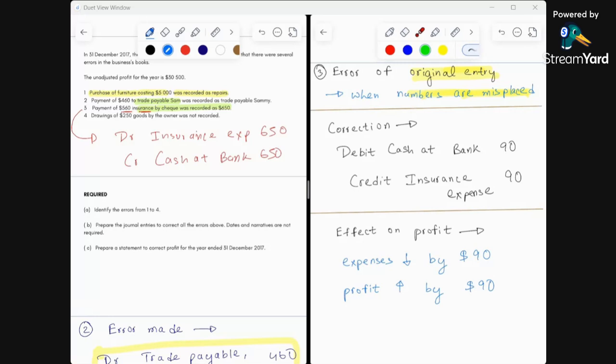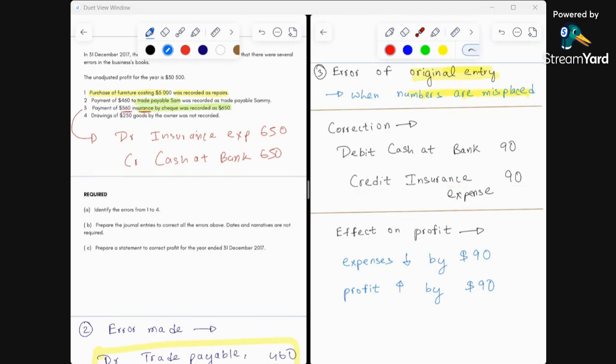What we have to do is reduce our insurance expense account. And when expenses go down, we credit them. So reduce the insurance expense account by $90. And at the same time, increase the balance available in our cash at bank account, which is an asset account, by $90. We are debiting cash at bank account by $90 because when assets increase, we debit them. So we debit the cash at bank account by $90, and at the same time, we credit the insurance expense account by $90. So based on this correcting entry, what we understand is that we have increased our assets by $90 and decreased our expenses by $90 because originally we misplaced the numbers by recording $90 more.